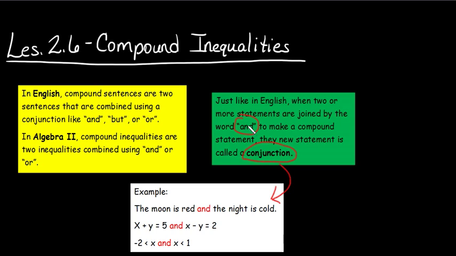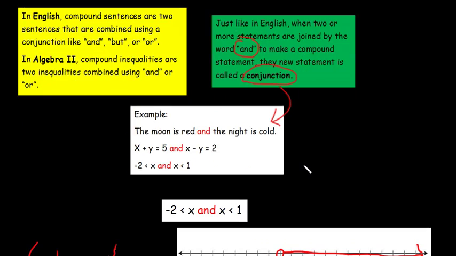Okay? So just like in English, when two or more statements are joined by the word and, they make a compound statement. Oh look, I had a typo. It's supposed to be: the new statement is called a conjunction. All right, so I gave an example. The moon is red and the night is cold. This is joined together by and.